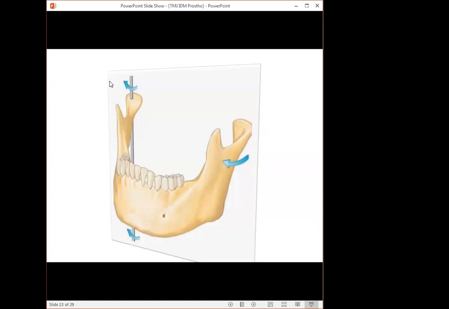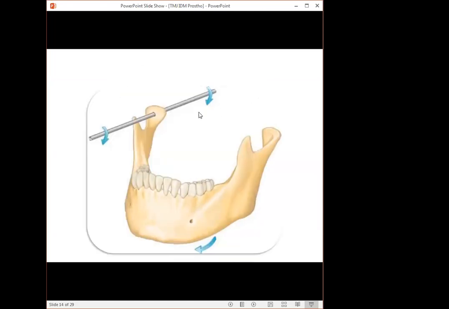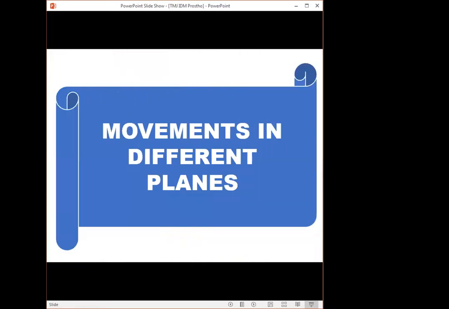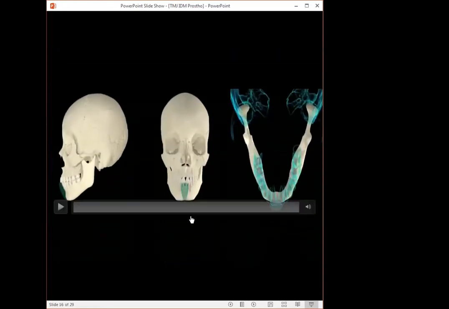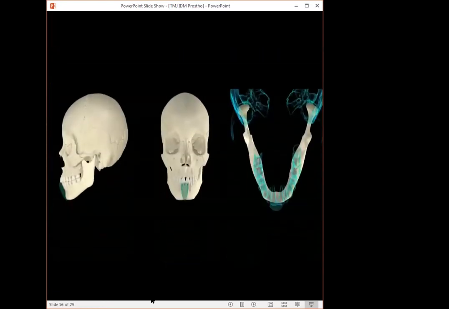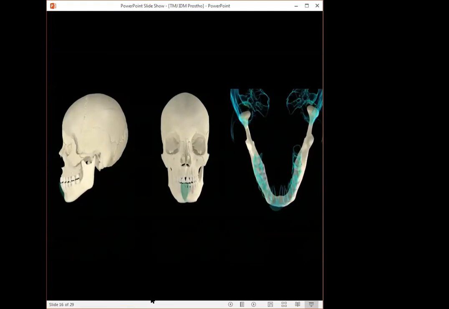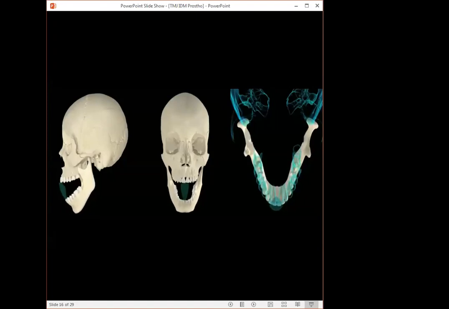Okay, so this is your vertical axis, and then you have a sagittal axis which runs along the head of the condyle in an anteroposterior direction, which helps the mandible to move forward. That is protrusion and retrusion. So you have the sagittal axis. Whenever we see a mandible, you can see that it can move towards the left, and it can move towards the right.